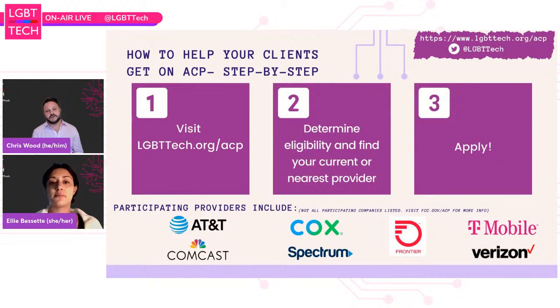So how can you help your clients get online? 1, visit lgbttech.org/ACP. We've got it there. We'll put it into the chat as well. You determine your eligibility and find your current provider nearest to you and simply apply. We've included a few of the providers that we know are some of the largest providers in the country below. So you can look at those, but there's over 20 providers participating in this that have reached a deal with the Biden administration to provide this.